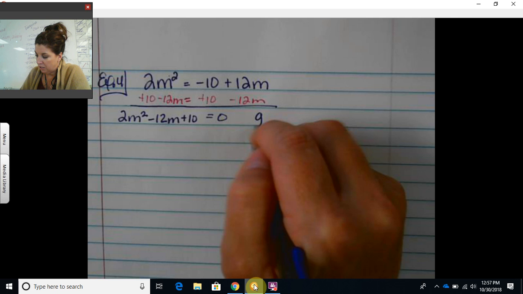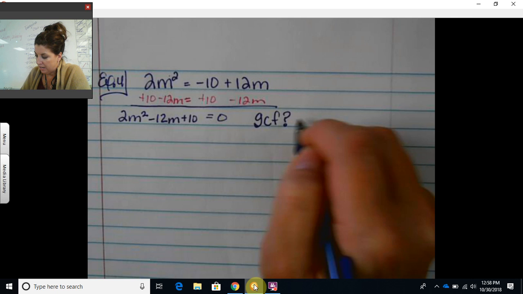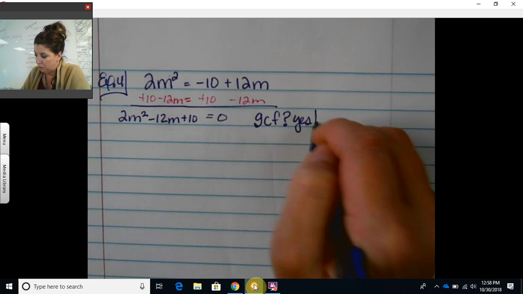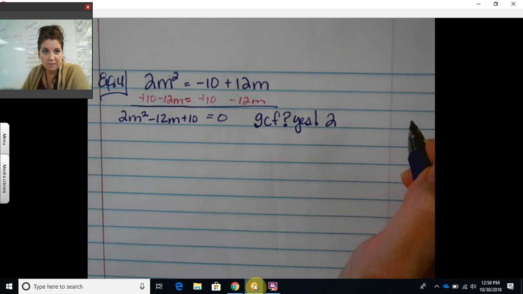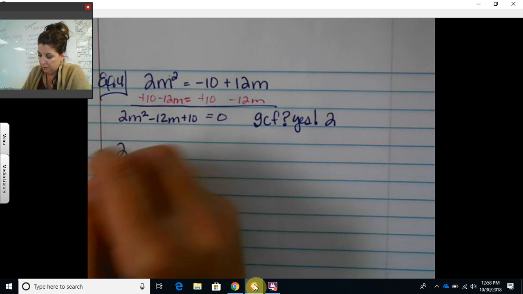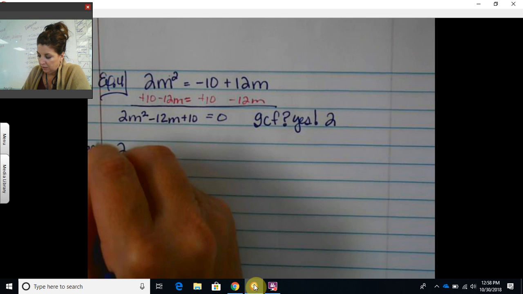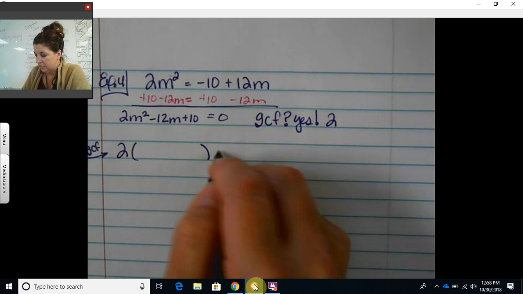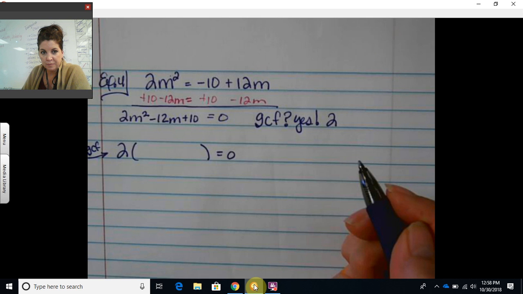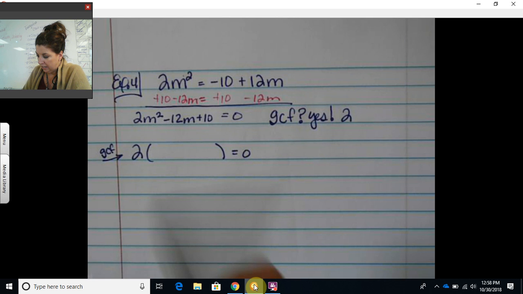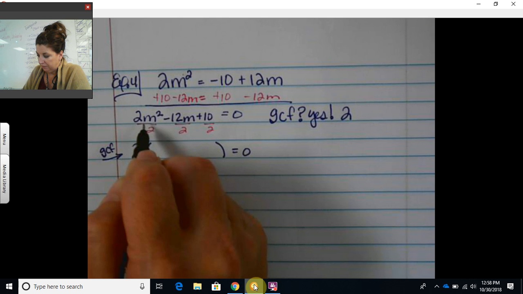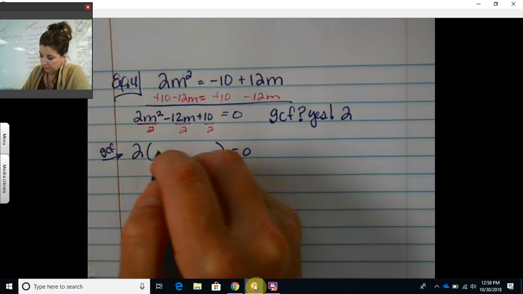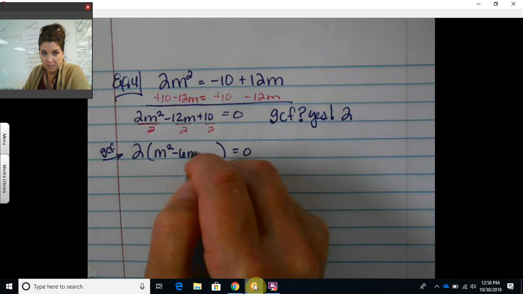Next thing I do is I look for a greatest common factor. Do I have one? Yes. What is it? 2. So I have to factor it out. So put the GCF outside the parentheses. Make a big parenthesis. And to figure out what's left, you divide every term by the GCF. So what's 2m squared divided by 2? Negative 12m divided by 2. Positive 10 divided by 2.